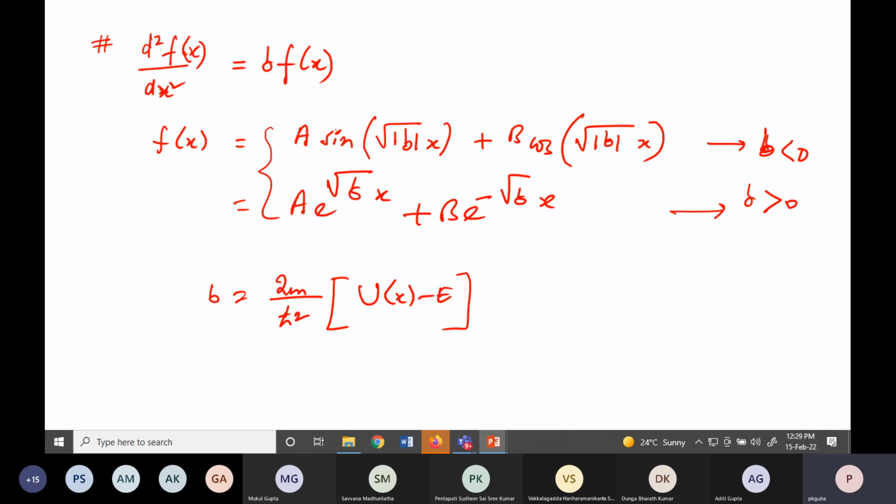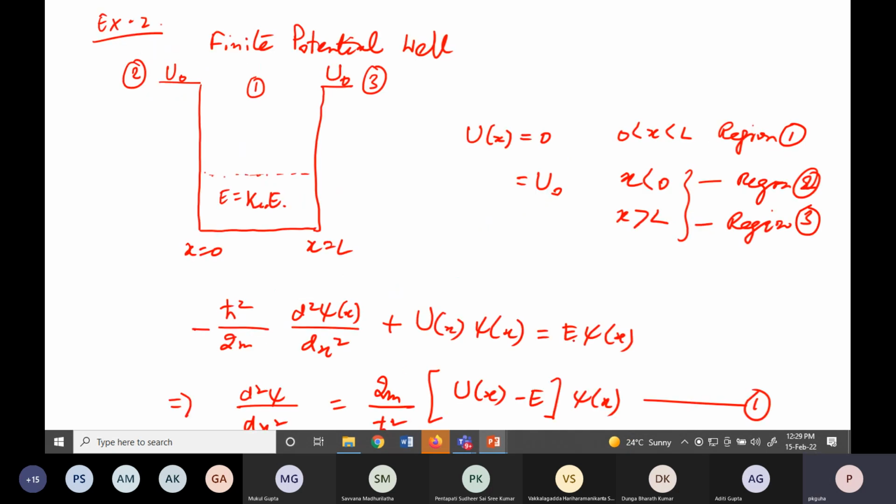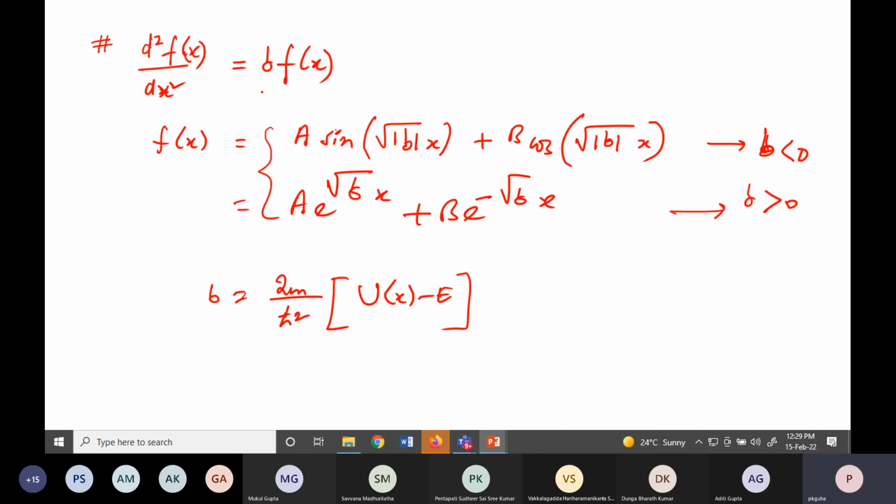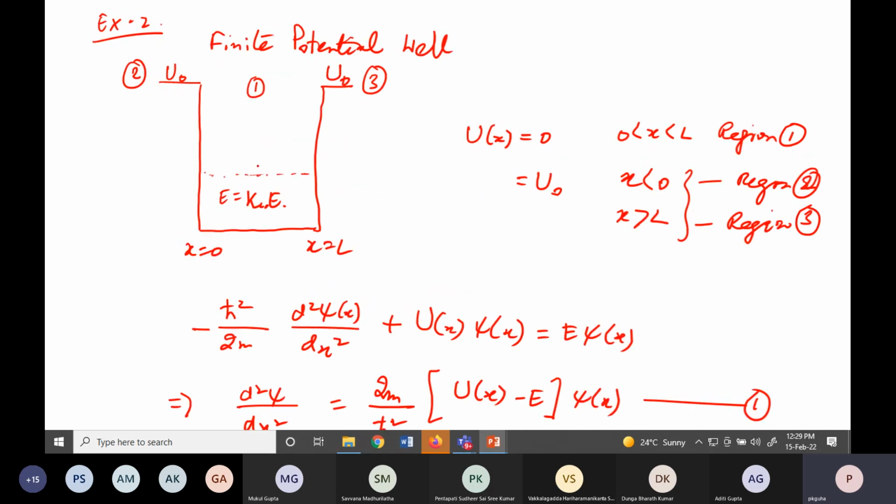Because we will see that in both cases, both b less than 0 and b greater than 0 will appear in our solution of this equation when we try region 1, region 2 and region 3, right? In region 1, you remember U(x) equal to 0, because inside the well there is no other particle, no other force, okay? So the potential inside the well is 0.